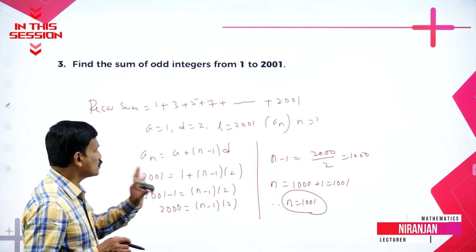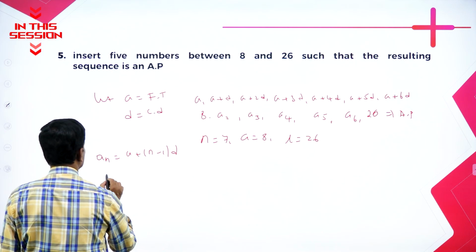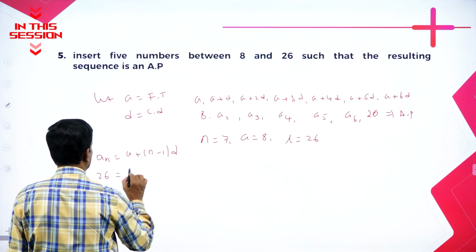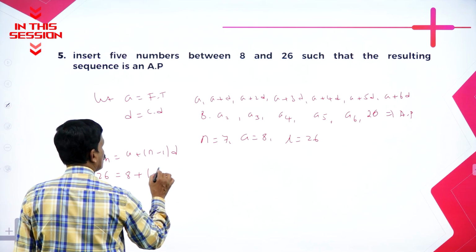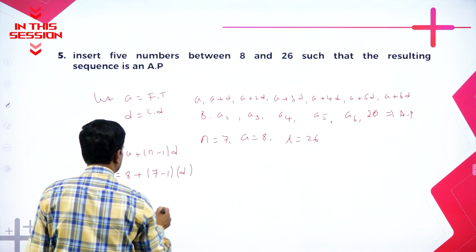The last term is 2001. So n is to be determined first. What is the last term? Last term is 26. 26 is equal to A, the first term, 8, plus how many terms are there? 7 minus 1 into D. We don't know D. Just find out D.